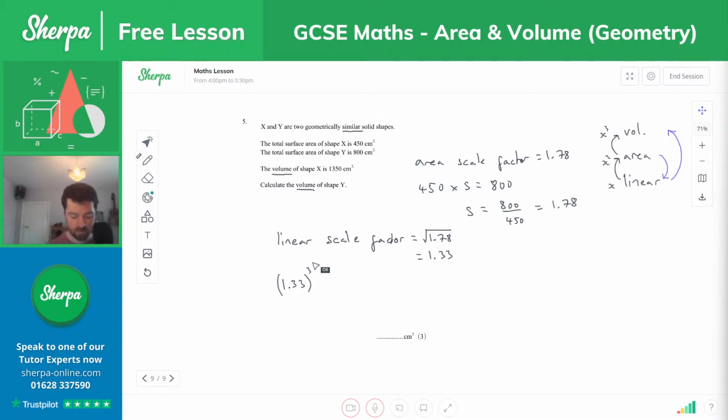I'm going to do 1.333 times 1.333. I'm on a phone calculator, so I don't have the luxury of a power button, unfortunately. So we end up with 2.37. And that is our volume scale factor. The very final thing we need to do, now that we've got our volume scale factor, I'll just make a note: this is my volume scale factor.